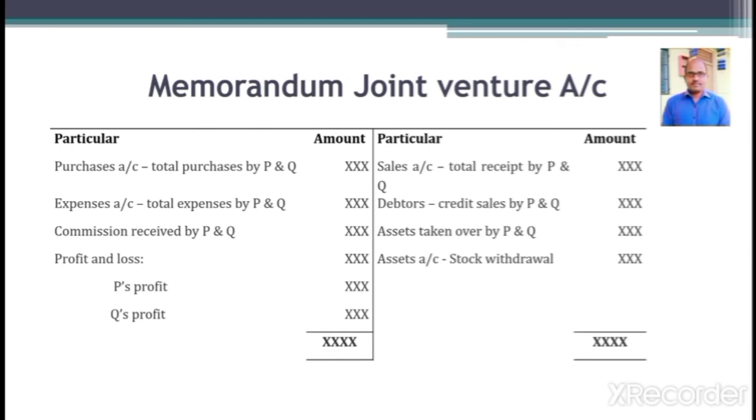If there is a credit balance in the memorandum joint account, it is called profit and it is distributed between P and Q in the agreed ratio.